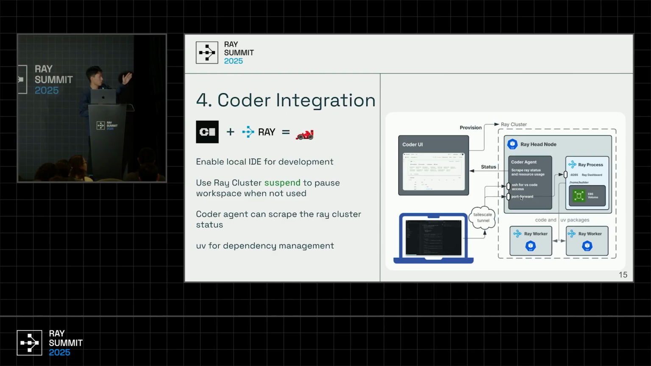We can map many Coder functionalities to KubeRay. For example, the auto stop feature can be mapped to the suspend field of the Ray cluster, so the cluster can be paused when it's not being used. And we can configure the Coder agent to scrape the Ray cluster status to display on the UI. And finally, we use Ray's excellent integration with UV to capture the packages and make sure they're present on the worker nodes when the jobs are launched.